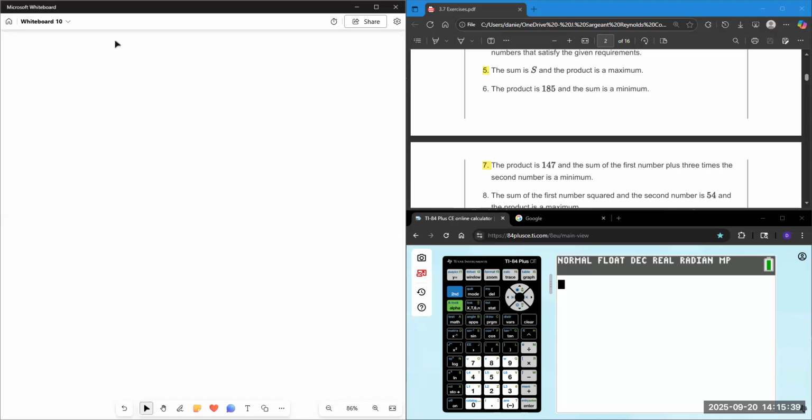Key idea here is that we're usually going to have two equations that we're dealing with: a constraint equation, which is equal to a constant of some kind, and an objective equation, which we want to minimize or maximize. Watch for the words minimize and maximize, and that will tell you what your objective function is.